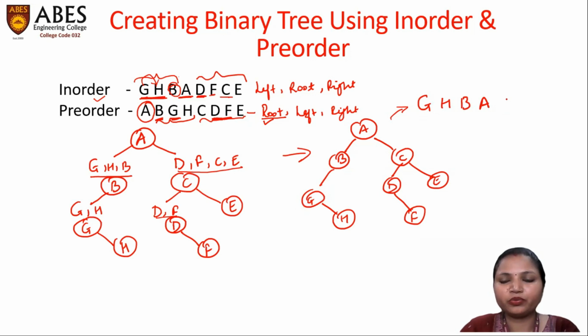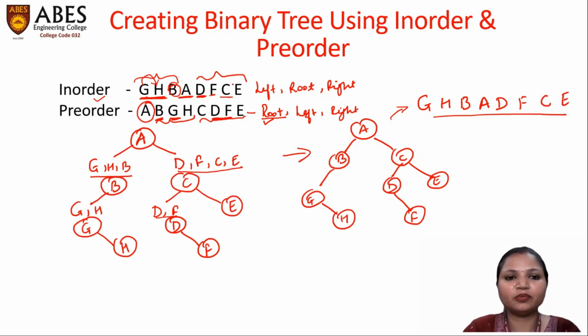C is the root node. So before traversing C, go to the left hand child. D has no left child, so D will be processed. Then F will be processed. Then C will be processed. And then E. So we have got this in-order. Check this one and this one. They both are the same. Fine. I hope it is clear.